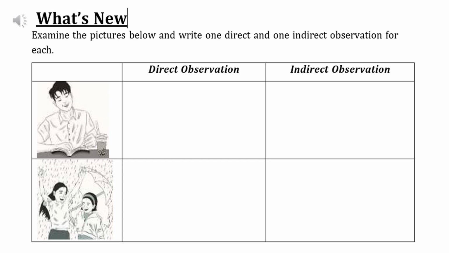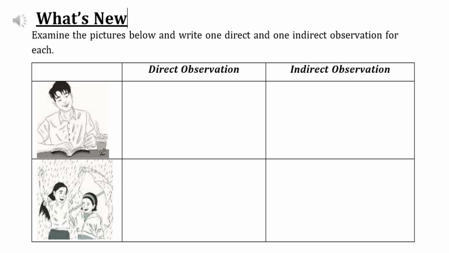What's new? Examine the pictures below and write one direct and one indirect observation for each. So we have here two images. Direct observation, indirect observation. Let's have the first image. A boy is reading. That is the direct observation based on what we can see on the image. The indirect observation: the boy is giving his time to reading a certain book for his exam the next day. So that could be our indirect observation.